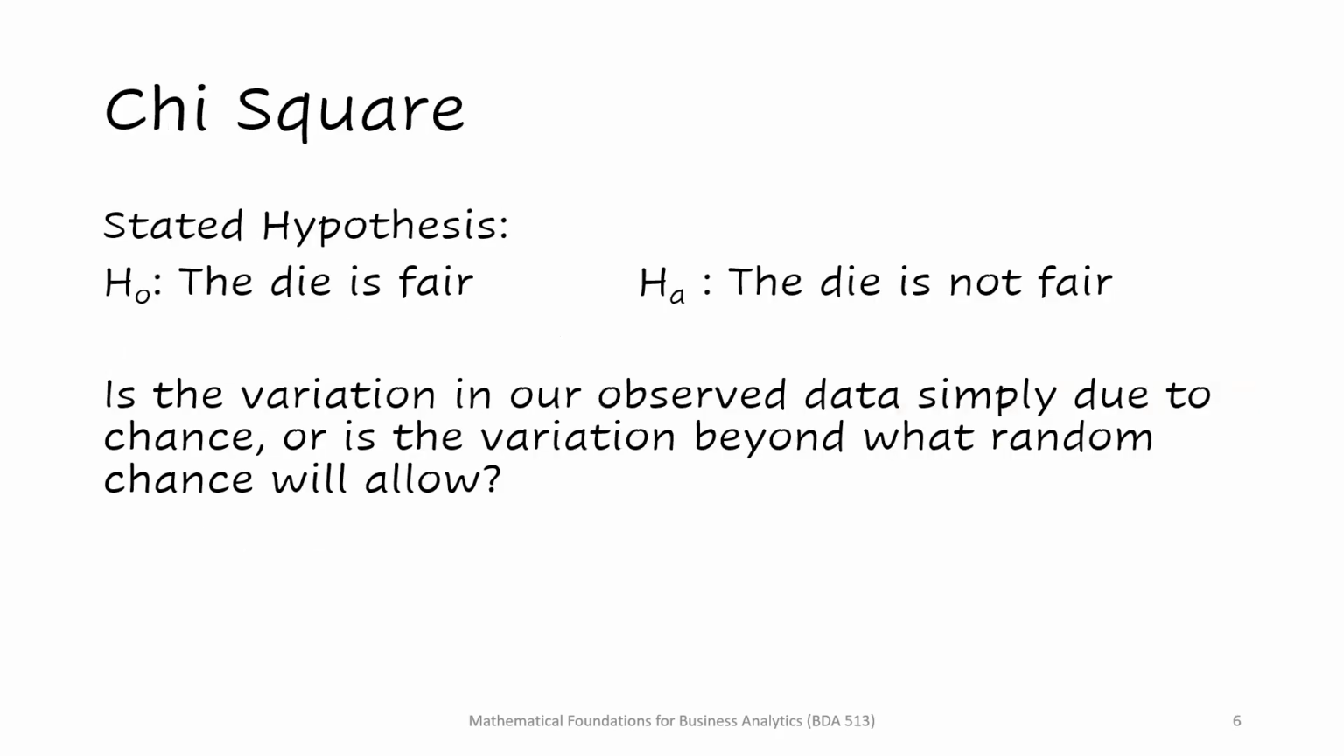So let's start with our hypothesis that the die is fair. Our alternative hypothesis is that the die is not fair. What we want to do is test this hypothesis and see whether there could be any variation in the observed data, or there is not. Or even if there is variation, is it simply a result of chance or something that goes beyond chance?